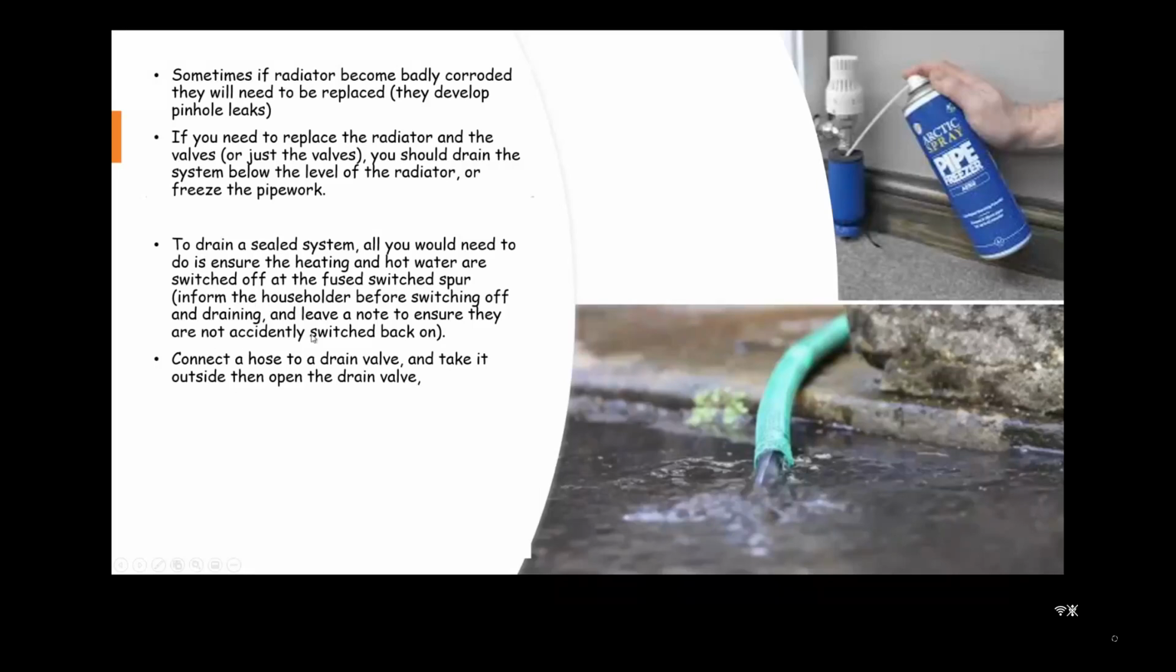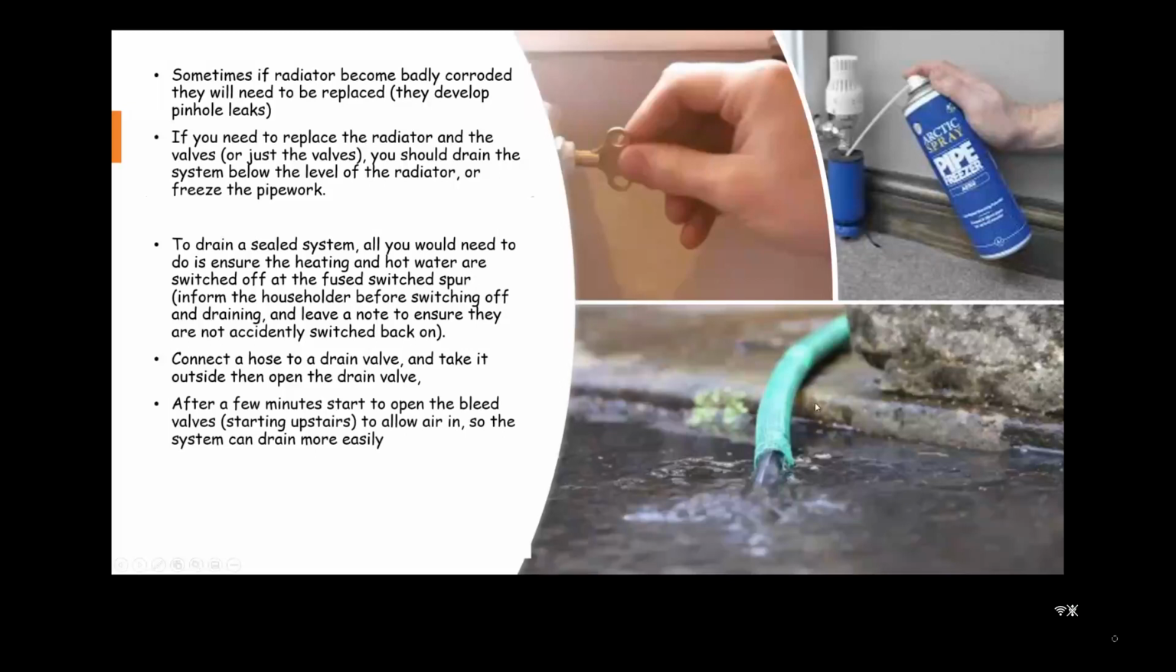Connect the hose to the drain valve, take the hose outside, open the drain valve, let the water go, and then after a minute or two, go up the stairs and open up the bleed valves. What this does is it allows the air in, so the water can drain out of the individual radiators, because otherwise the water will be stuck in the radiators because it'll be in a vacuum.